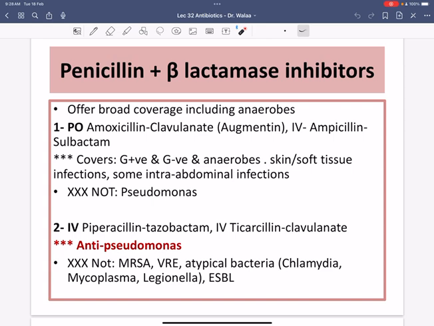However, they don't have Pseudomonas activity. In order to cover Pseudomonas, you have to add piperacillin-tazobactam, or ticarcillin-clavulanate. Now, piperacillin-tazobactam or ticarcillin do have anti-pseudomonal activity, but again, they're not good to cover methicillin-resistant Staphylococcus aureus, they're not the drug of choice to cover atypical bacteria like Chlamydia or Mycoplasma, and they don't cover extended spectrum beta-lactamase producing bacteria.